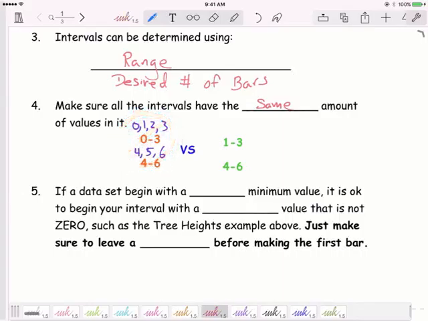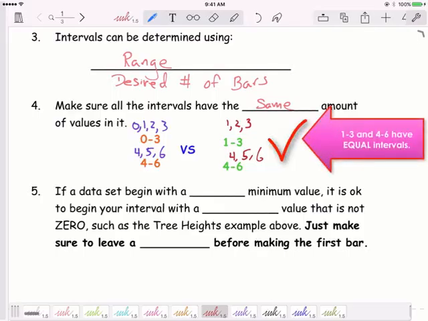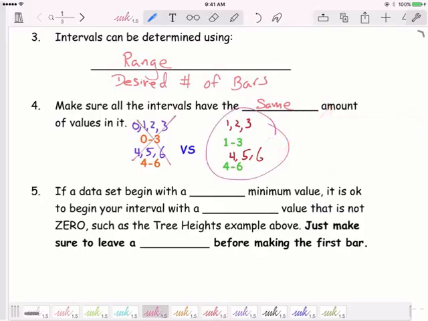Now for the example on the right, for 1 to 3, the data values include 1, 2, and 3. For 4 to 6, the data values include 4, 5, and 6. Since both include the same amount of data, this is the correct way to group numbers into equal intervals. And if you're ever confused, just list the data included in each interval to check.